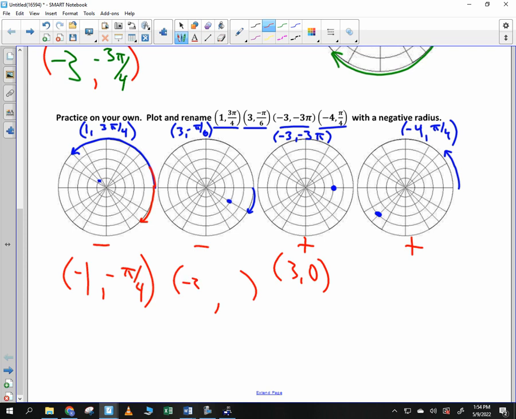So I have -3 and 5 pi over 6 for this one. So if I rotate 5 pi over 6, that'll bring me to this spot. Instead of going 3 units, I go -3 units. Is that okay? And then the last one, I'm going to rotate 5 pi over 4. And I'm going to go 4 units in that direction. Any questions?